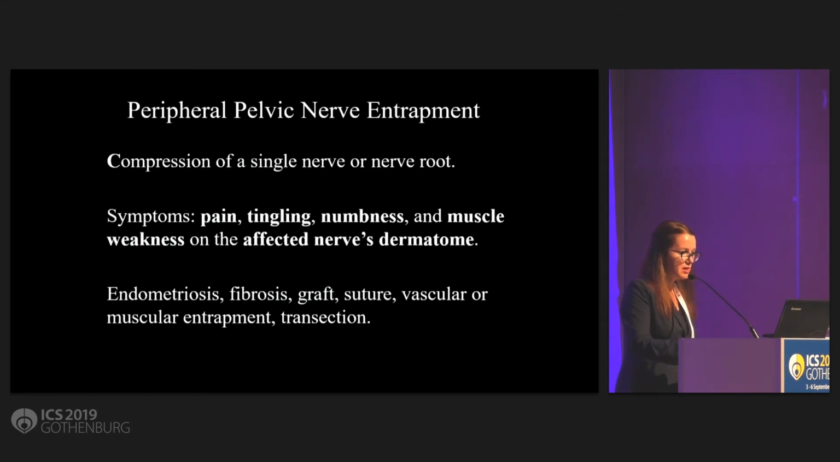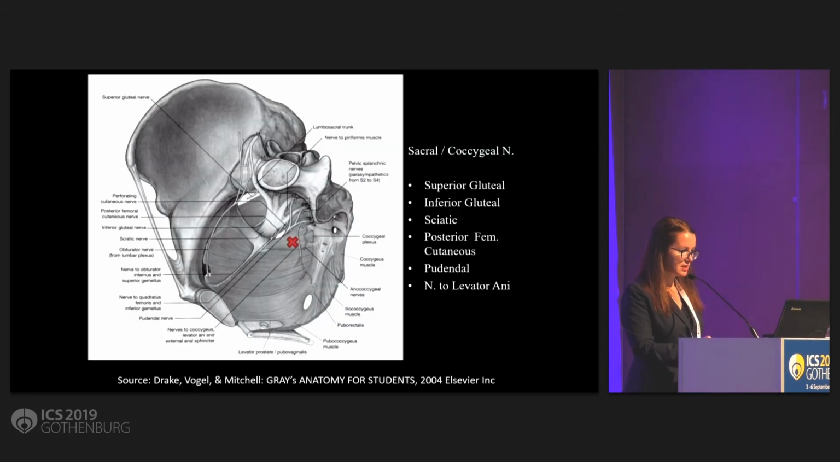Peripheral pelvic nerve entrapment. This is compression of a single nerve or nerve root. Symptoms can include pain, tingling, numbness, and muscle weakness in the affected nerve's dermatome. And this can occur secondary to endometriosis, fibrosis, grafts, sutures, vascular or muscle entrapment, as well as transection. And whereas most of us think about the pudendal nerve, and certainly for the reconstructive surgeons in the room, this can be important with the sacrospinous ligament vault suspension.